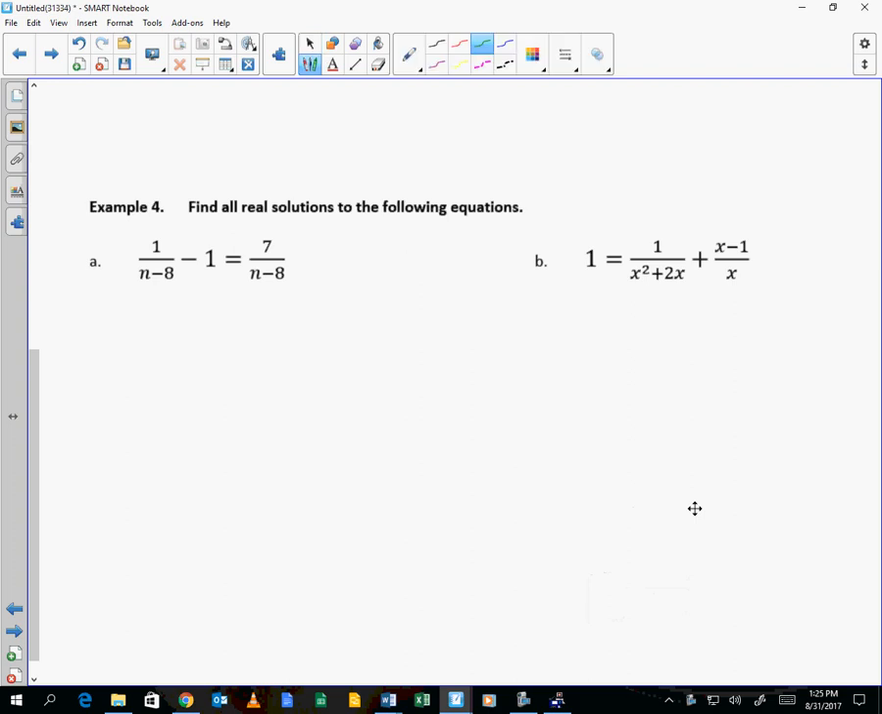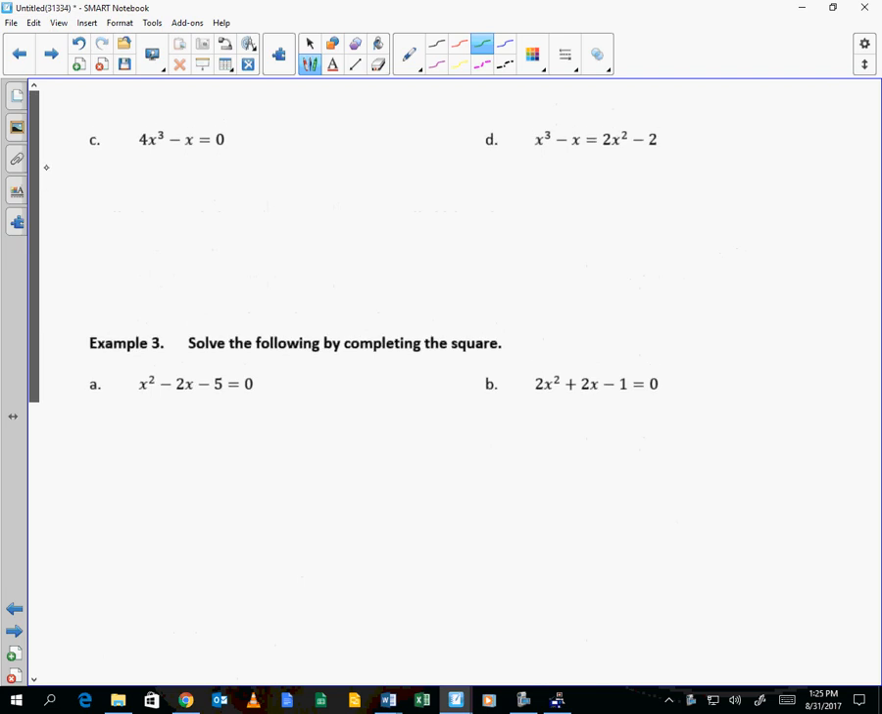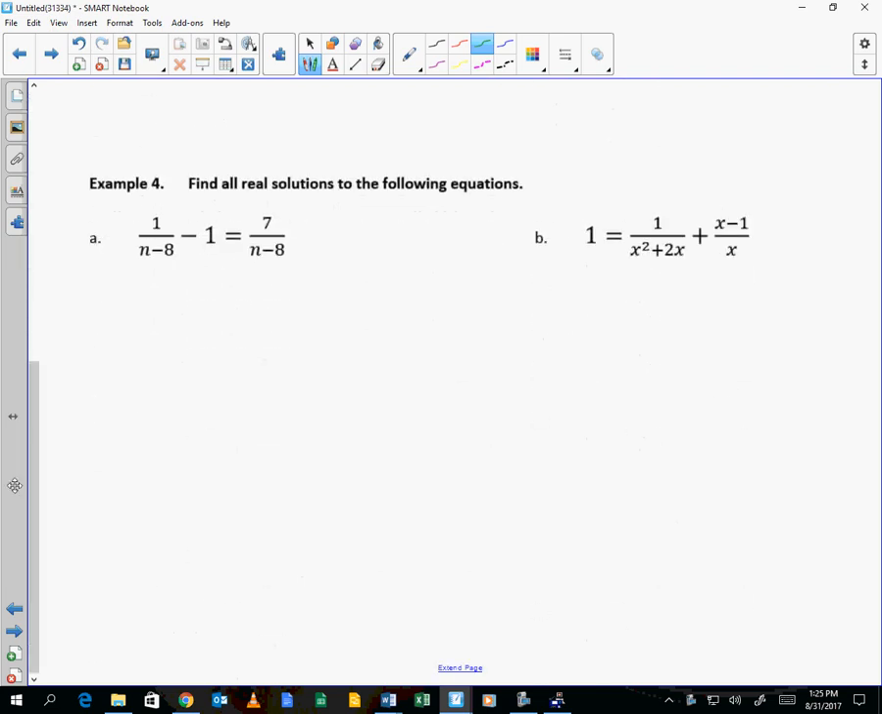So yesterday we looked at equations that were a little bit simpler. Second degree, third degree, linear, but these are rational. Do you know how we start by solving a rational equation? We find a common denominator, which in this situation is n minus 8.